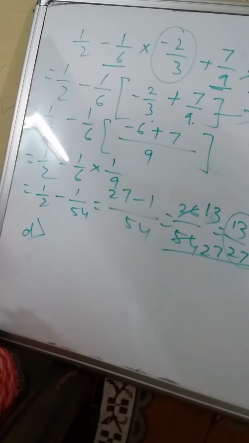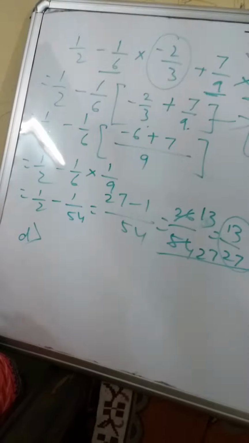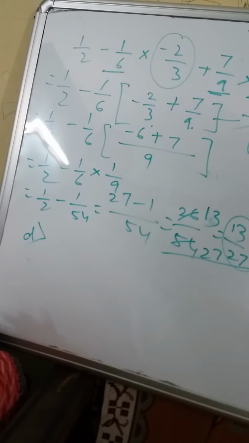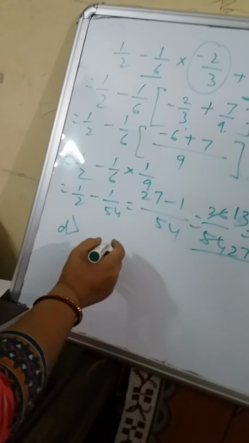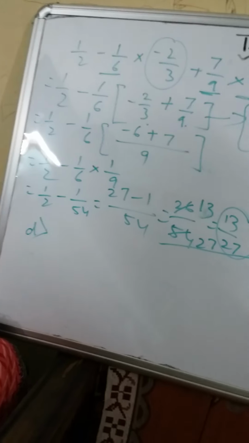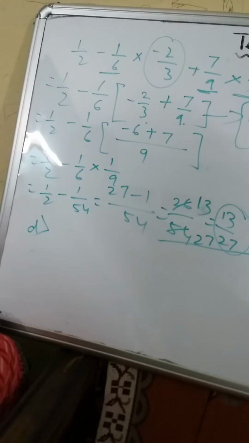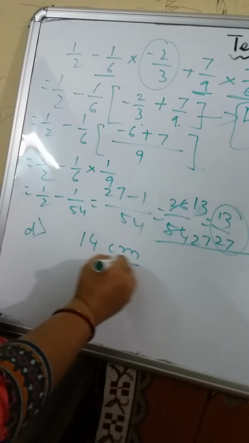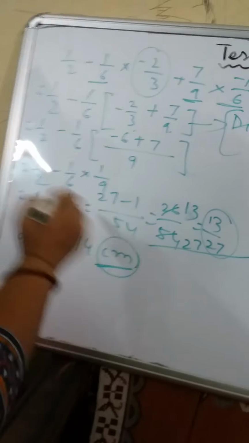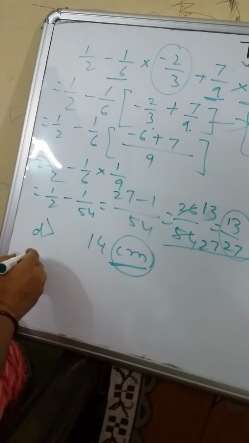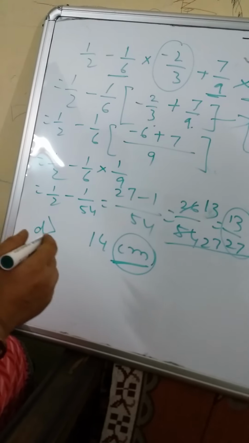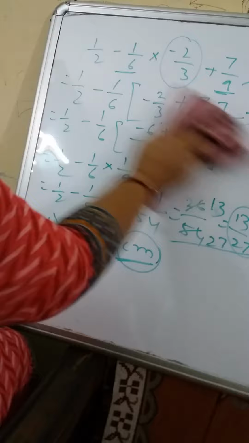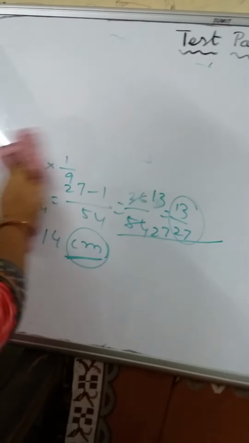I think many of you, almost all of you, have done it correctly. Only that some of you have forgotten to write units. It is given 4 centimeter and 3 centimeter. So the unit of perimeter will be 14 centimeter. Some of you have forgotten to write this unit. So be careful. Next is question number 5A.